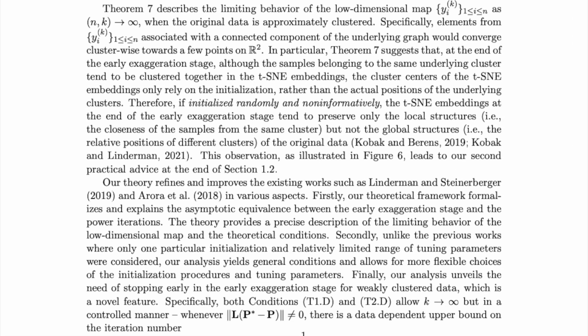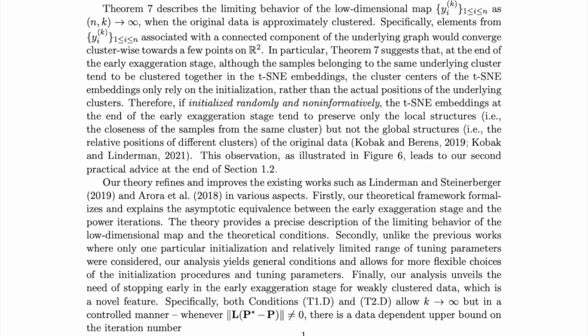Theorem 7 describes the limiting behavior of the low-dimensional map y_i, 1 ≤ i ≤ n, as n → ∞ when the original data is approximately clustered. Specifically, elements from y_i, 1 ≤ i ≤ n, associated with a connected component of the underlying graph would converge cluster-wise towards a few points on R^2.